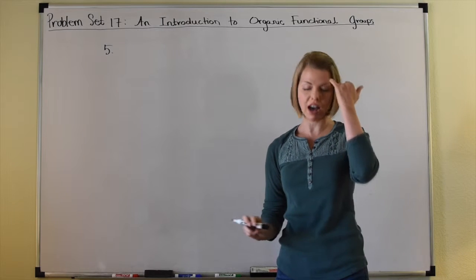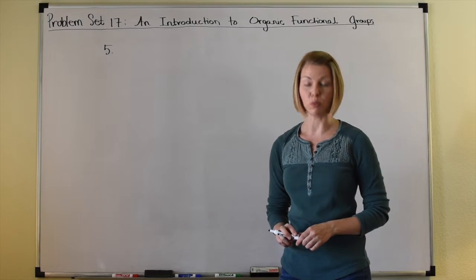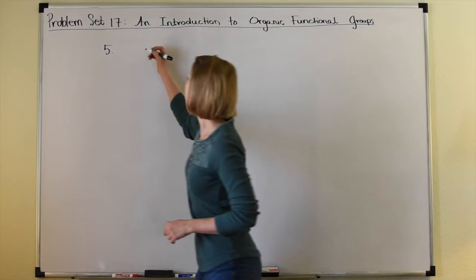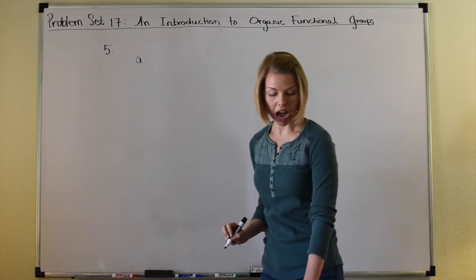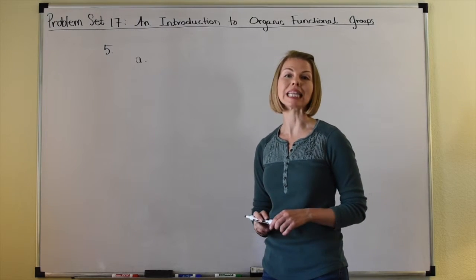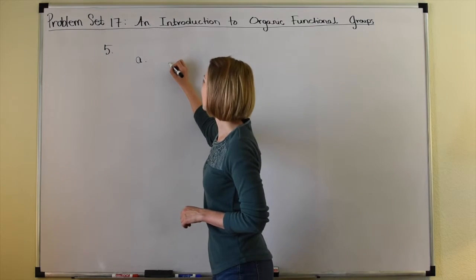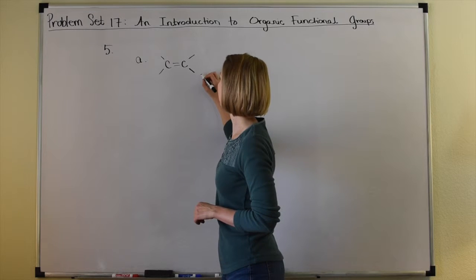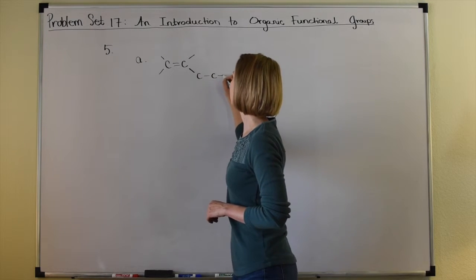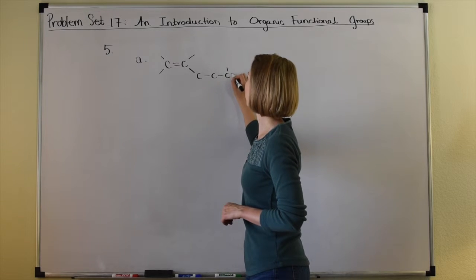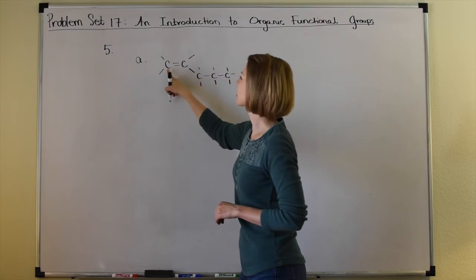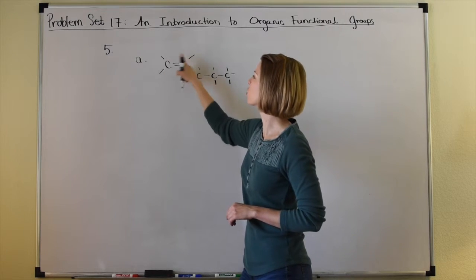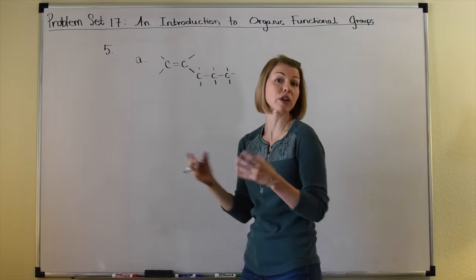All right, number 5. Draw the major product that forms when 1-pentene undergoes the following reactions. A is hydrogenation in the presence of a palladium catalyst. So 1-pentene does not have a cis-trans isomer. Okay, so that's why it doesn't say cis or trans. It's going to have 1, 2, 3, 4, 5 carbons and a double bond at the 1 position, so between the first and the second carbon here. Okay, so I'm going to go ahead and draw it this way just to really emphasize that double bond, which is going to be reacting.